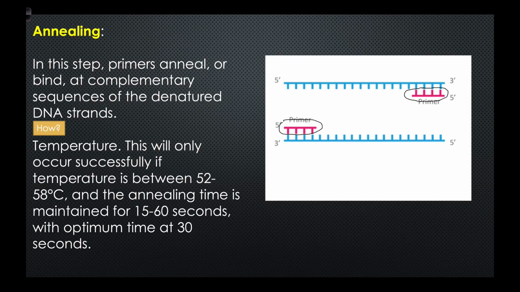So how do we get this to happen? Well, remember the thermocycler is a machine that raises the temperature and decreases the temperature pretty rapidly. So ultimately the thermocycler will take the temperature back down to 52 to 58 degrees Celsius, and the annealing time will be maintained for about 15 to 60 seconds. By dropping the temperature down below, we're able to allow these primers to adhere or stick to their complementary base pairs in order to reach the next step.